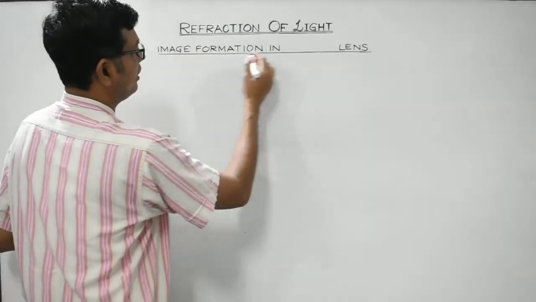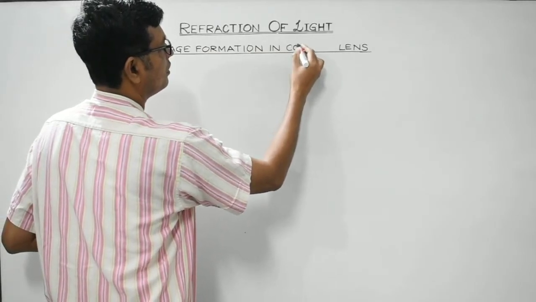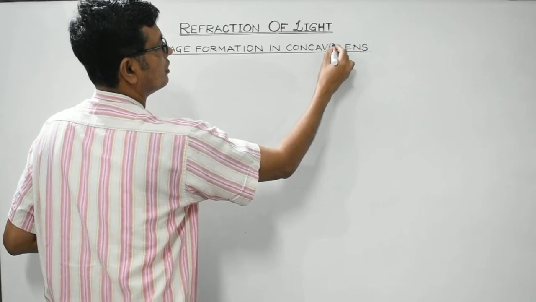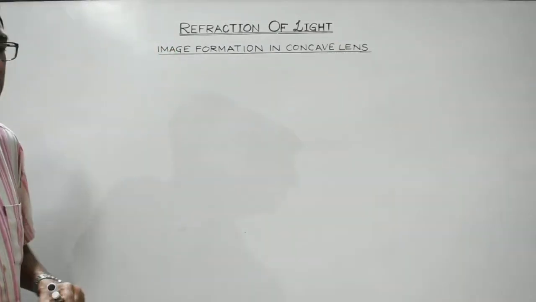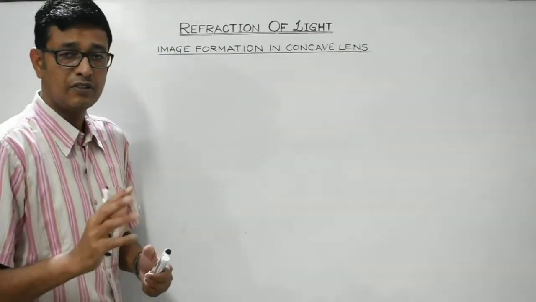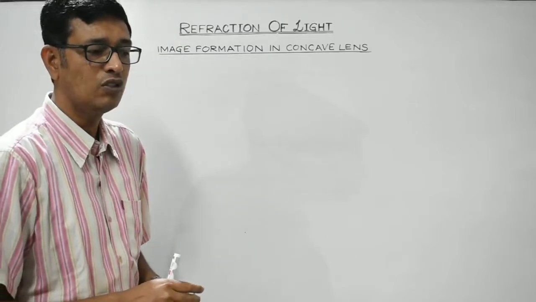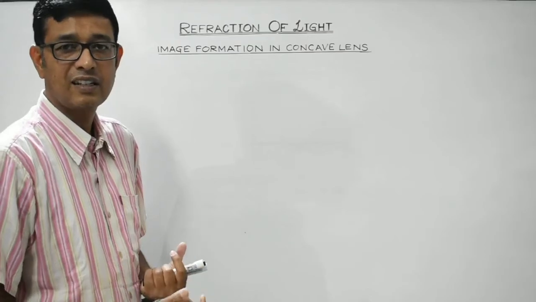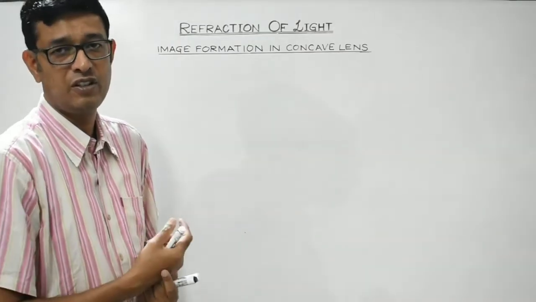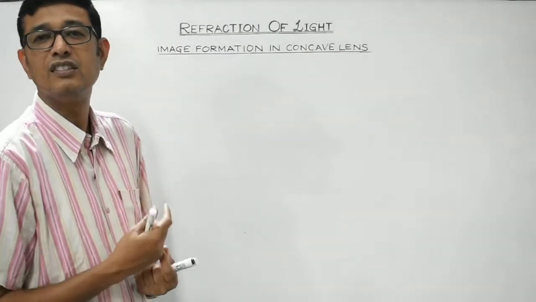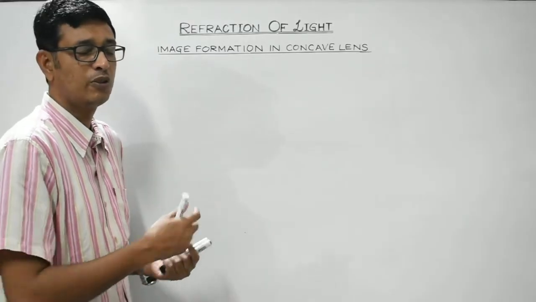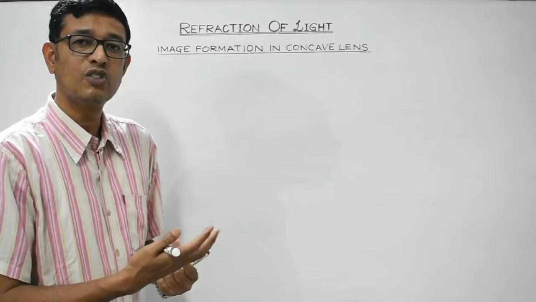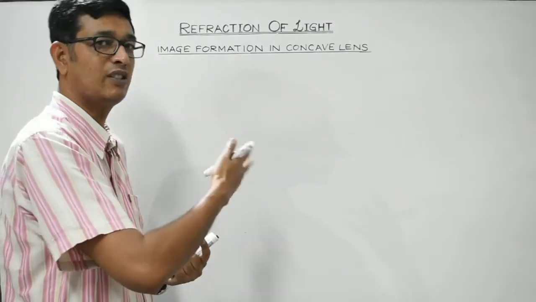So we are dealing with image formation in case of concave lens. In case of concave lens, as I have stated, it is found that the nature of the image obtained is always virtual, erect and diminished. Size of the image is always less than the size of the object. It is always formed between the optical center and the focus. And being virtual means it is always formed on the same side as that of the object.